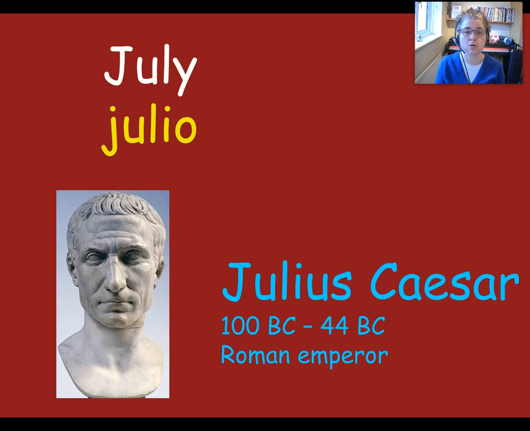Now, July, or Julio, isn't named after a Roman god or goddess, but actually named after a real life person. It's named after Julius Caesar. So Julius Caesar was born in 100 BC and was assassinated in 44 BC. And because he was such an important emperor, they decided to give his name to one of the months.